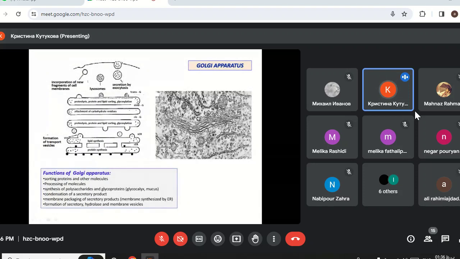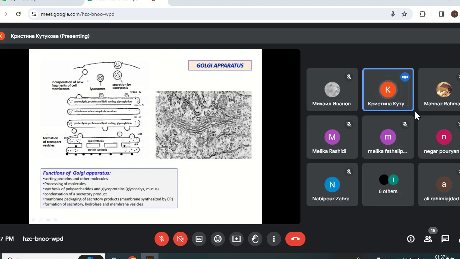Next, Golgi apparatus. Golgi apparatus consists of many plate-looking cisterns attached together, and it has the cis and trans part. Cis part looks towards the cell nucleus, so cell nucleus is not seen in this picture, but it should be here. And this is the trans part of the Golgi apparatus. It always faces the surface of the cell, so surface of the cell should be here.